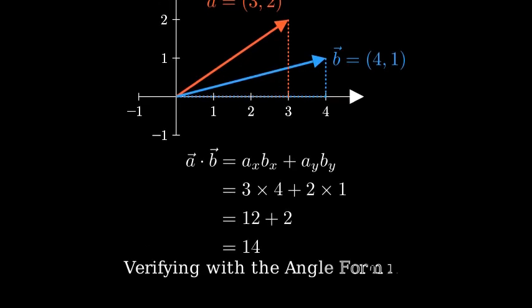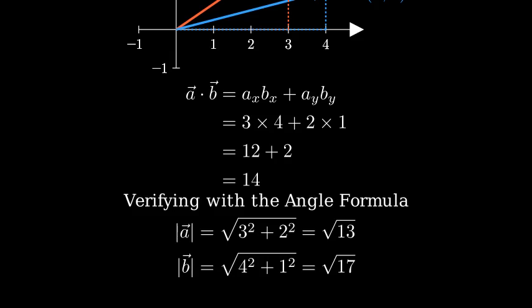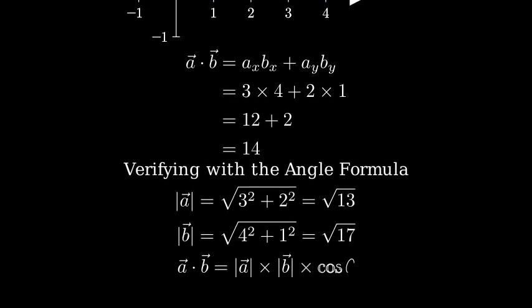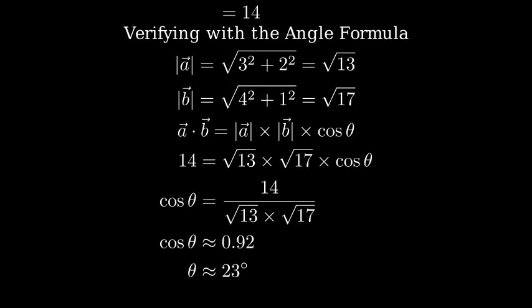First, we find the magnitudes of vectors A and B. The magnitude of A is the square root of 3 squared plus 2 squared, which equals the square root of 13. The magnitude of B is the square root of 4 squared plus 1 squared, which equals the square root of 17. To find the angle between them, we use the dot product formula and solve for cosine theta. We get 14 equals square root of 13 times square root of 17 times cosine theta. Solving for cosine theta gives us approximately 0.92, which corresponds to an angle of about 23 degrees.